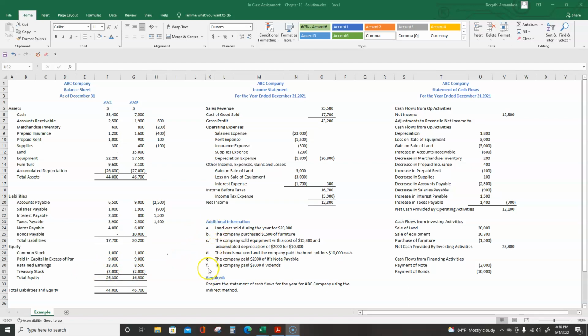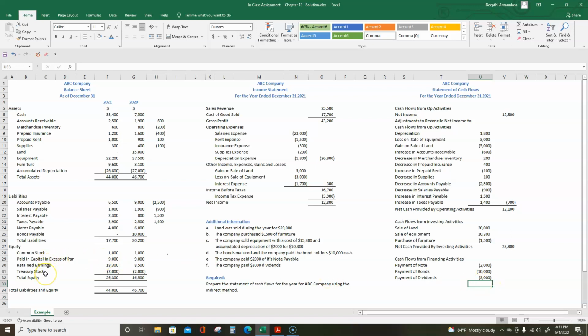If you look at note F, it says the company paid $3,000 in dividends. If the company paid $3,000 in dividends, we need to list that as a financing activity. So we're going to say payment of dividends, and when dividends are paid, money goes out of the company. We're going to say negative $3,000. So we're done with retained earnings.